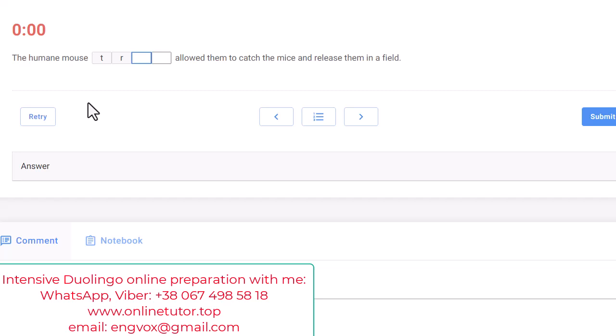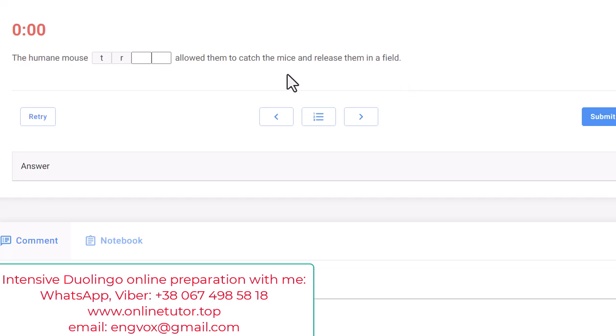Okay, let's read, please. The humane, please be careful, not human but humane, you see, and it changes a lot. The humane mouse trap allowed them to catch the mice and release them in a field. So nothing intimidating: mouse, allow, catch, mice, release, field. It means that they were catching mice and then let the mice go back into nature. So they didn't kill the mice, so experiment maybe on mice.